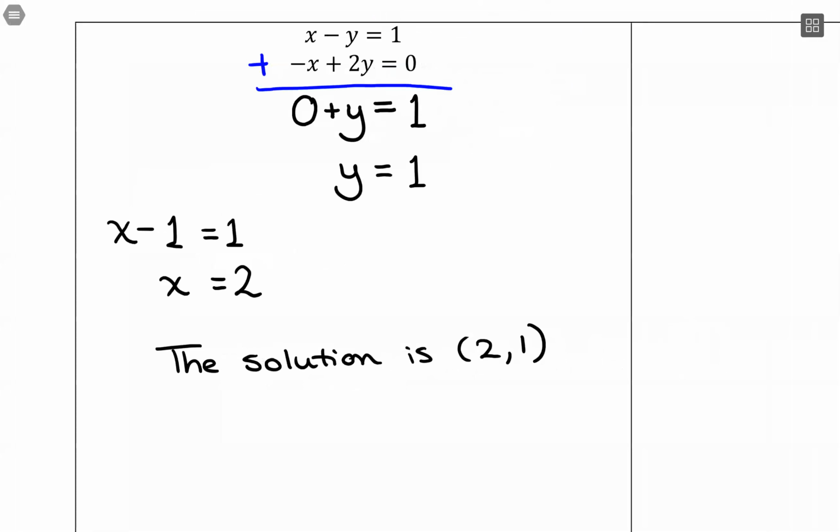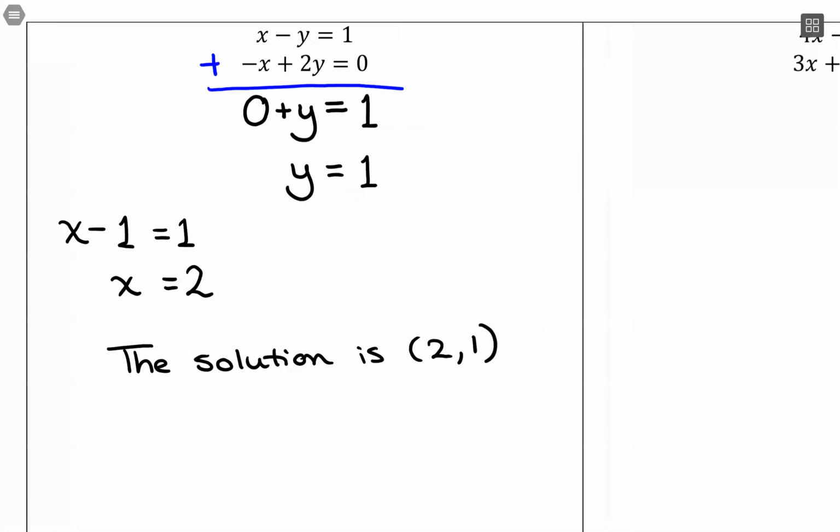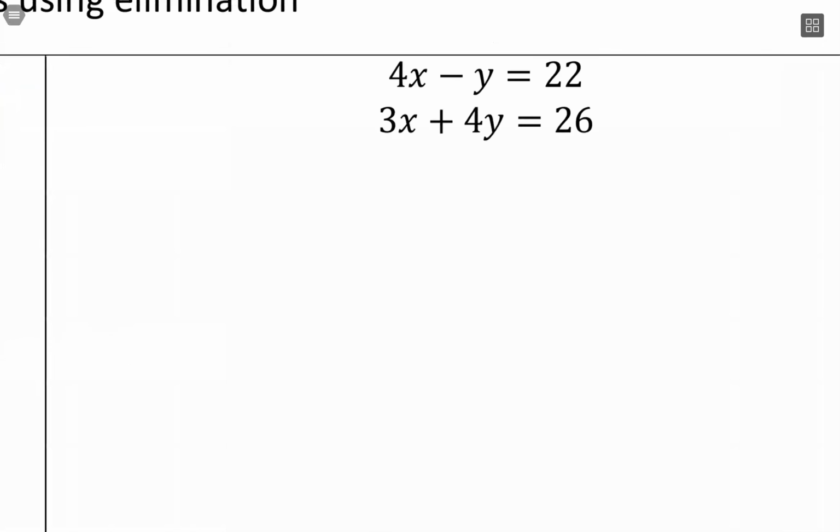And we're done. This was a very nice example because it was set up for us in a lot of ways, especially with the variable canceling out, which will happen sometimes, but now we'll get into examples where we need to adjust things so that they do cancel. Alright, our next example.